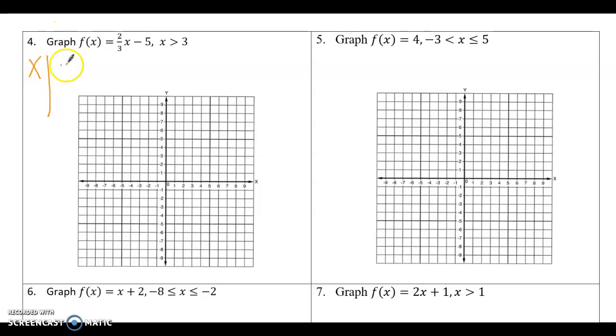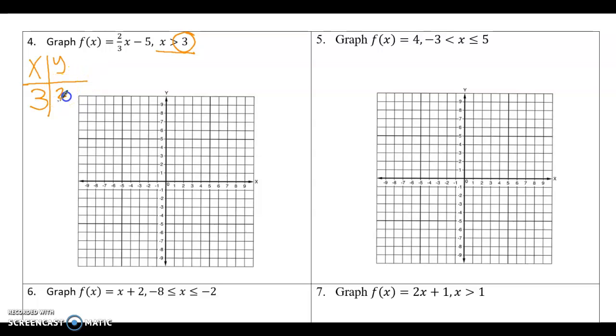So here's my x and y table. And now I need to know what x value to plug in first. In order to do that, I'm just going to look at my domain restriction. Whatever x value is here, that's the number that I should plug in. So I have 3. Okay? So I'm going to plug 3 into this equation, 2/3 x minus 5.